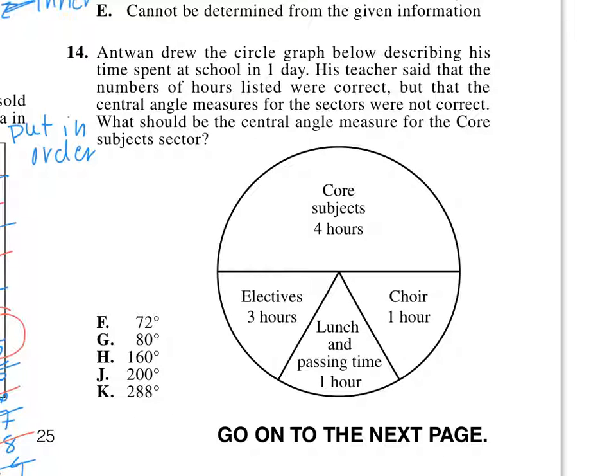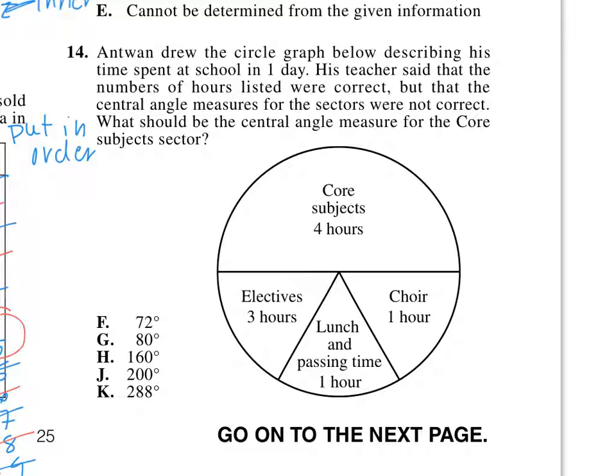Antoine drew the circle graph below, describing his time spent at school in one day. His teacher said that the number of hours listed were correct, but that the central angle measures for the sectors were not correct. What should the central angle measure be for the core subjects sector?